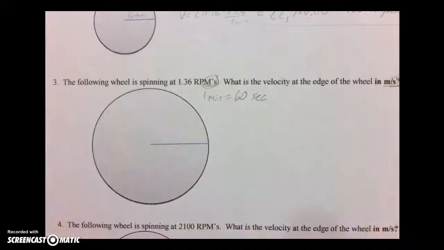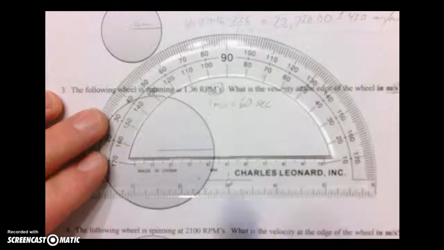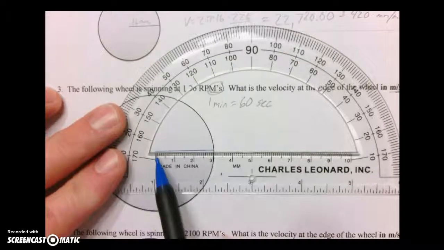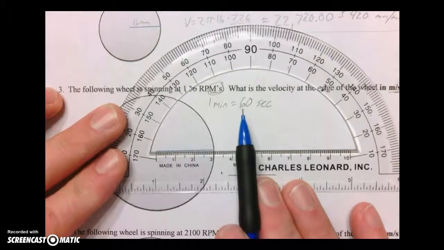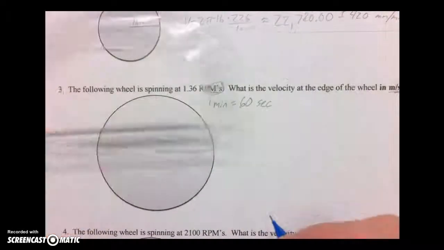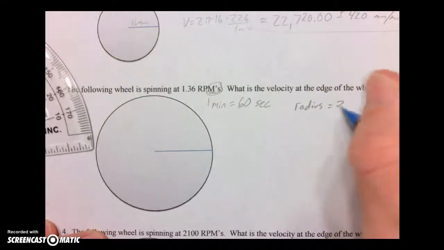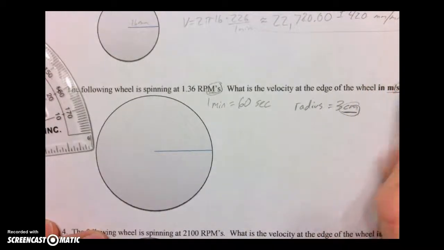Okay, so next thing we have to do is measure this wheel to get the radius. So I'm going to use, I know it's a protractor, but it's also got a ruler right here. I line the edge up with the edge of the line, if you can see that. I am right at about 3 centimeters. Okay. So I know that the radius is 3 centimeters.